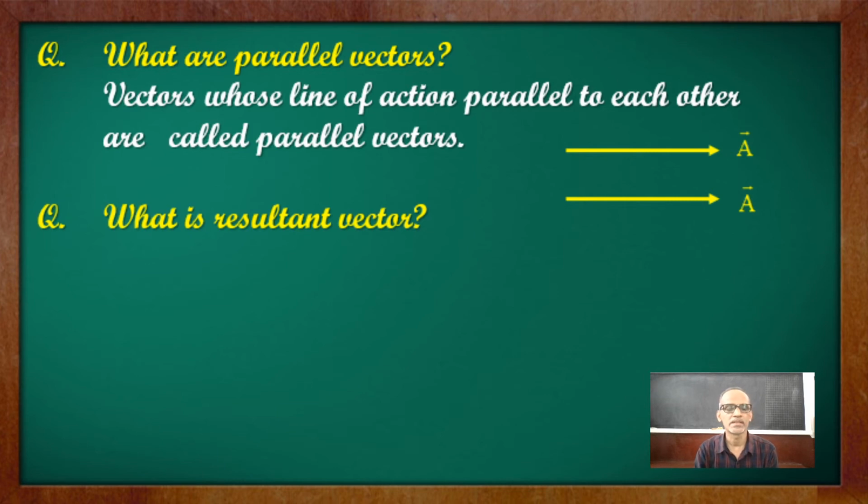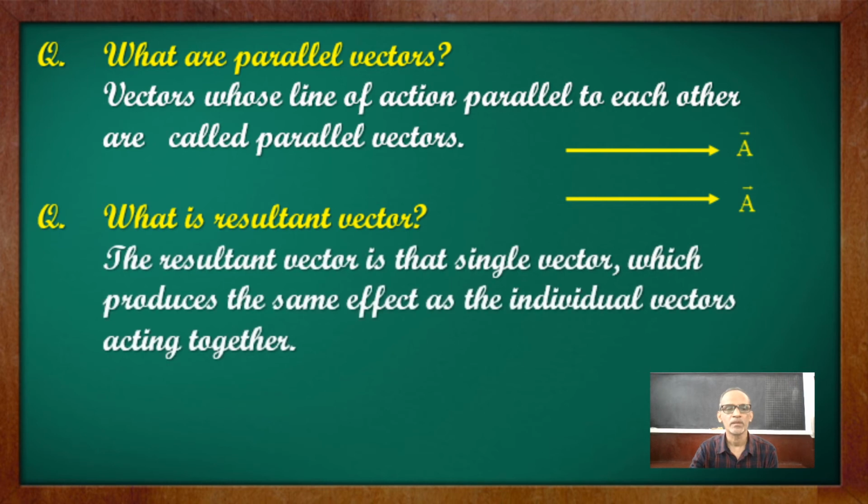And parallel vectors acting in the opposite direction are called unlike parallel vectors. What is a resultant vector? We can always add vectors. The minimum number of vectors required for addition is 2, and any number of vectors can be added at most. After adding all those vectors, we get one single vector, and that single vector is called the resultant vector. So the resultant vector is that single vector which produces the same effect as the individual vectors acting together.